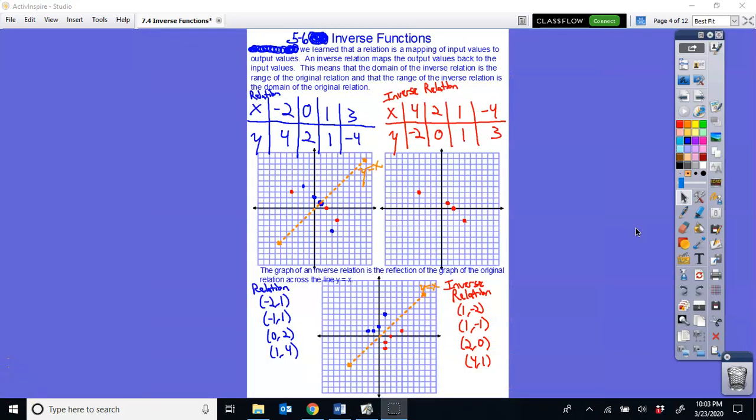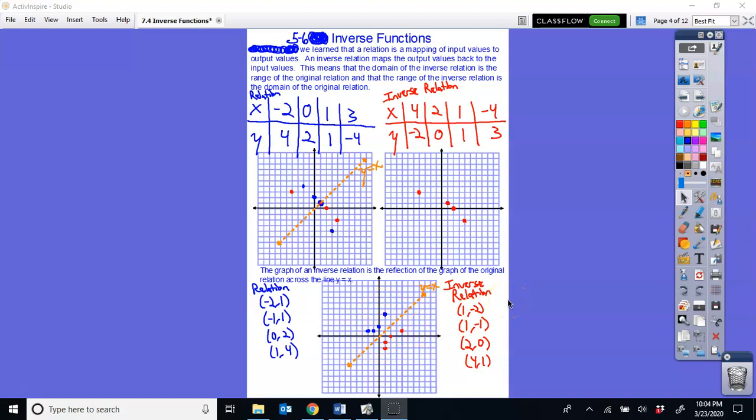So now that we've looked at an inverse relation, we're going to specifically talk about inverse functions. Notice that this particular relation down here at the bottom is a function. Each input has one output. It passes the vertical line test.